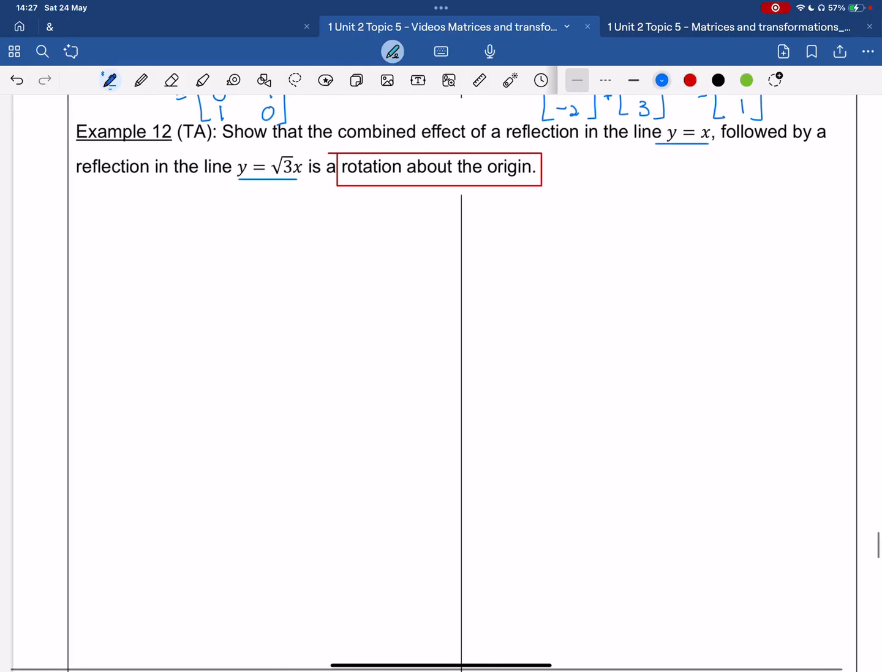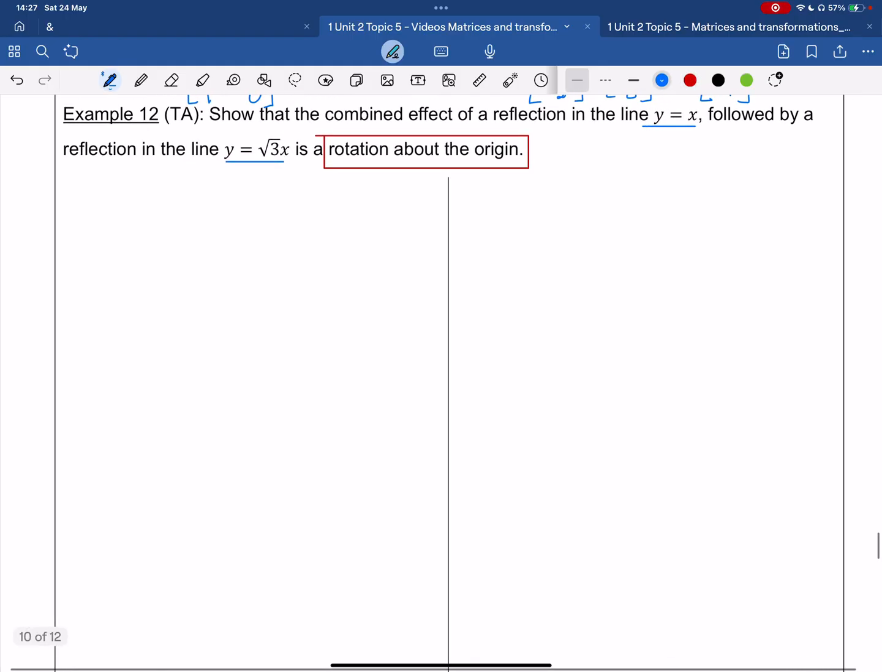Let's have a look at our first transformation. T1 is just going to be a reflection about our mirror line, M, y equals x. And when we reflect about y equals x, (1, 0) becomes (0, 1), and (0, 1) becomes (1, 0).